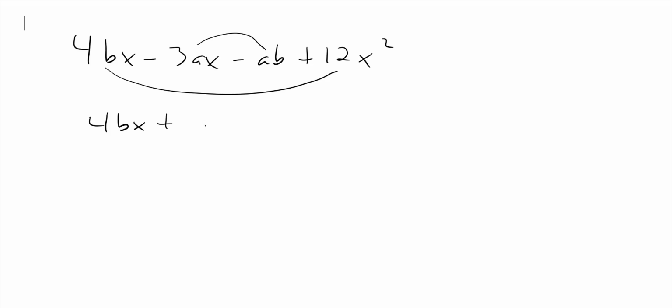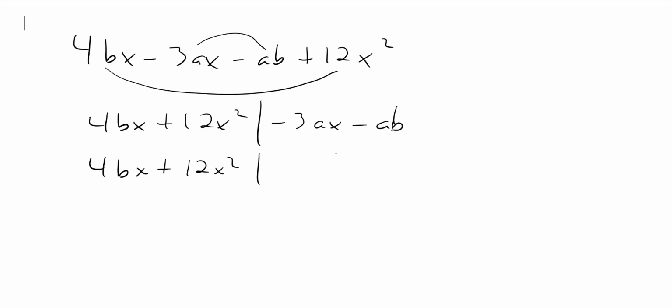So 4bx plus 12x squared, and then negative 3ax minus ab. All right, so the only one I really need to reorder, which I should have written right away, is that second one. So 4bx plus 12x squared, and I'm going to rewrite this as negative ab minus 3ax. Okay, so for the first one, let's factor out a 4x. So 4x, and I get b plus 3x.